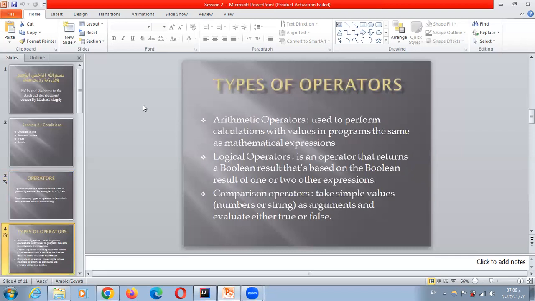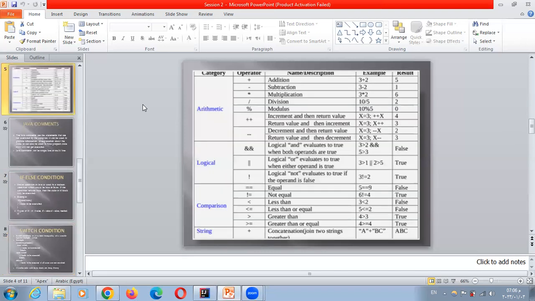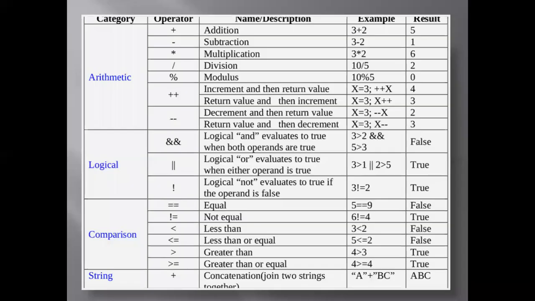Arithmetic operators are used to perform calculations, while comparison operators take simple values, numbers, or strings as arguments and evaluate either true or false. And logical operators are used to combine two or more of the comparison operators, if you remember. And then we had this amazing table to brief the most important operators we have. So we have arithmetic, logical, comparison, grouped by their type.